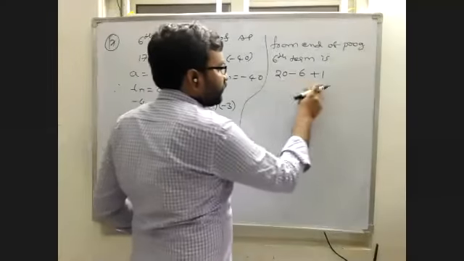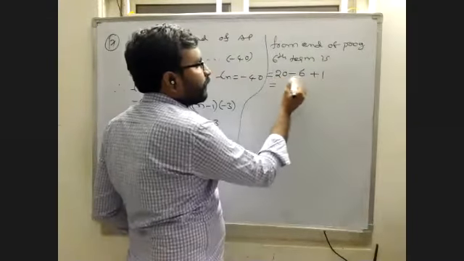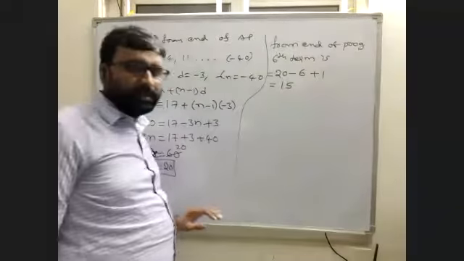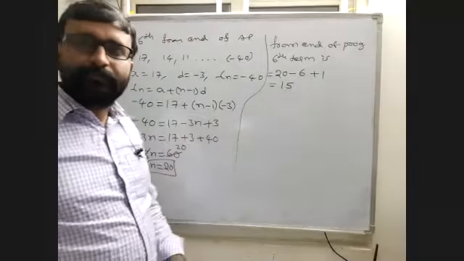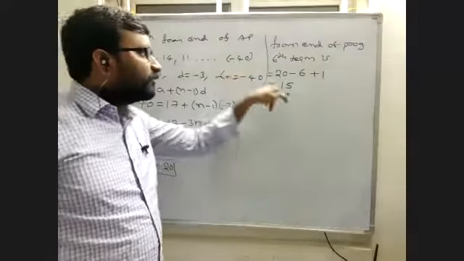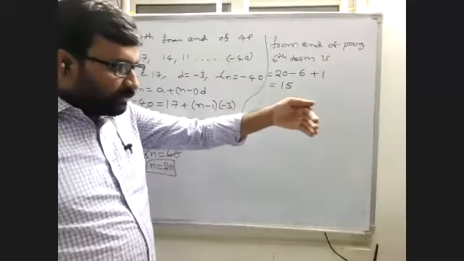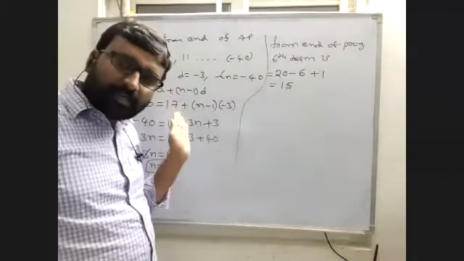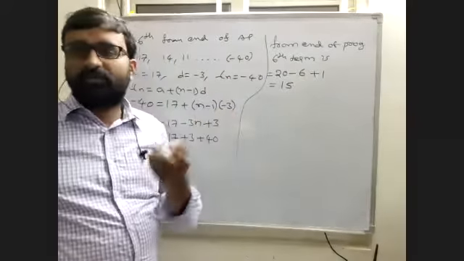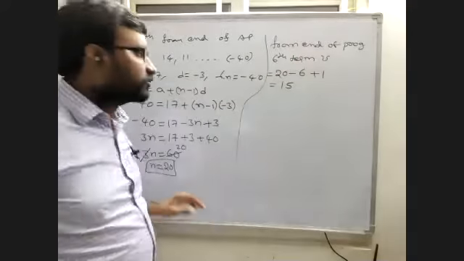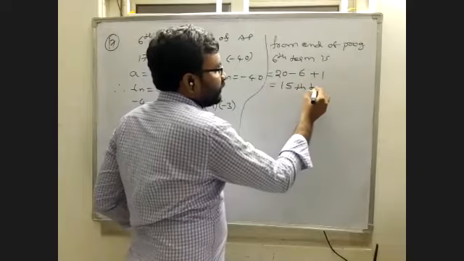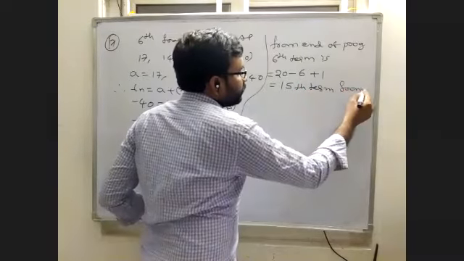Now 20 plus 1 is 21, minus 6, will be 15. He's asking what? From the end onwards, the sixth term. That means from the starting onwards, the 15th term. Both are the same. If you find the 15th term from the starting onwards, that is equal to the sixth term from the ending onwards.